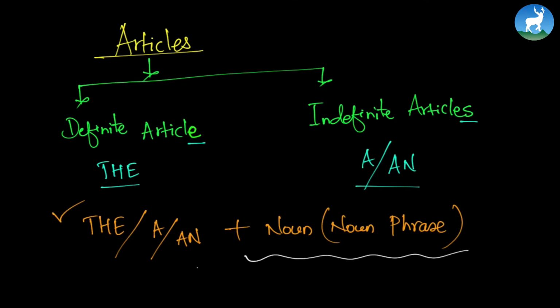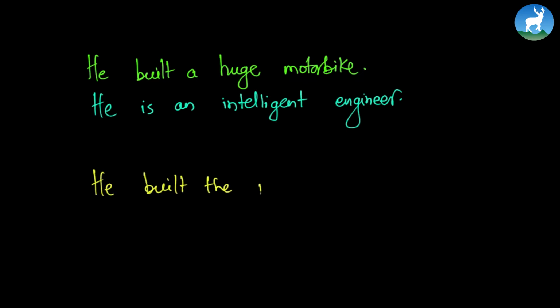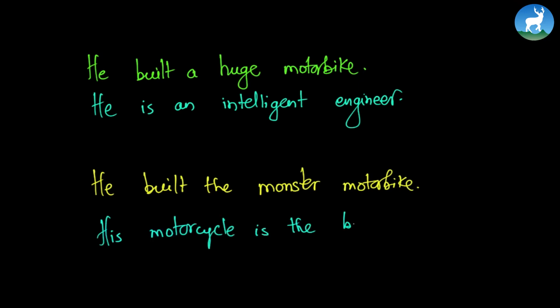Let us look at some more examples. We studied it in paragraph form, but now let's study it by writing some simple sentences. He built a huge motorbike. He is an intelligent engineer. He built the monster motorbike. Monster motorbike means a big, big motorcycle, like a monster. His motorcycle is the biggest one in the world.